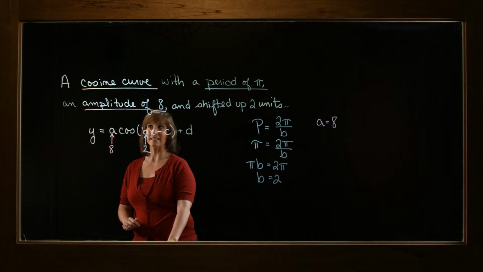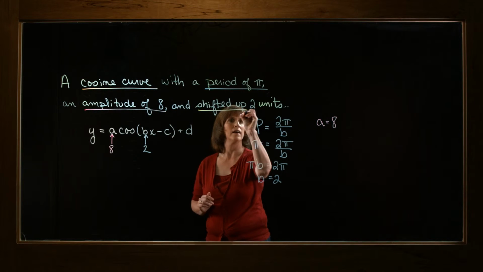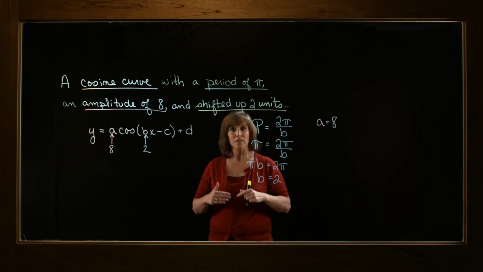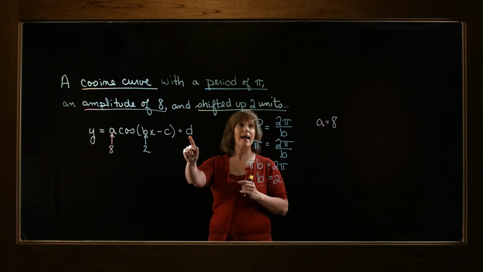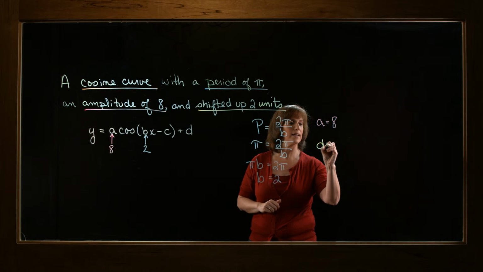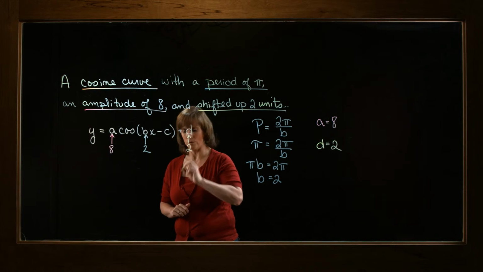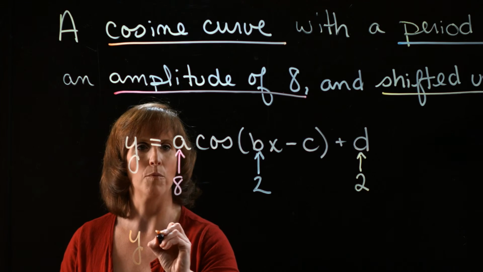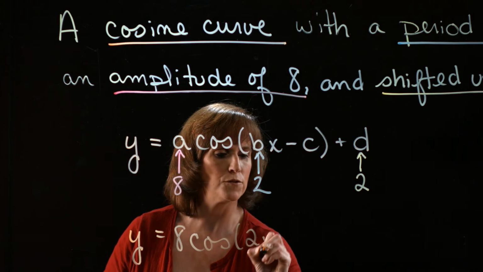Okay. The last thing I need to do is to talk about the fact that I want it shifted up 2 units. The vertical shifting of a graph is controlled by the literal d. And in this case, since I want it to be shifted up 2 units, I want d to equal 2. So that will equal 2. So when I make all my replacements, I end up with y equals 8 times the cosine of 2x.